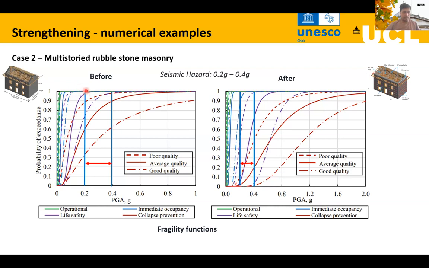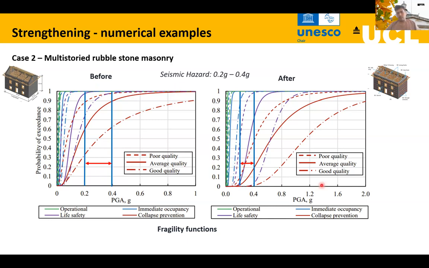For the existing building, for the entire range of PGA, the seismic hazard from 0.2 to 0.4, you can see this is reaching 100% probability. So we are 100% sure that this building will perform beyond the life safety limit. So this is a completely unsafe structure.